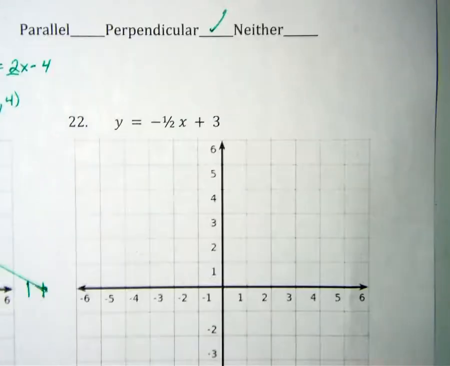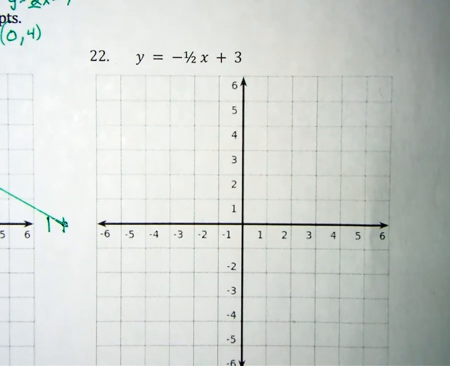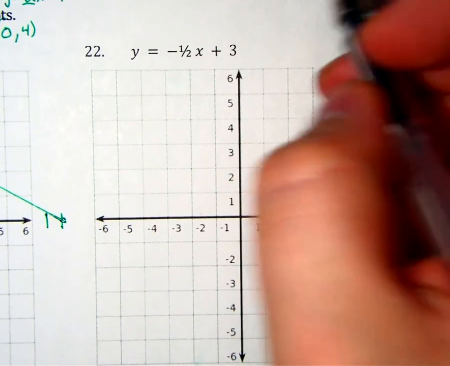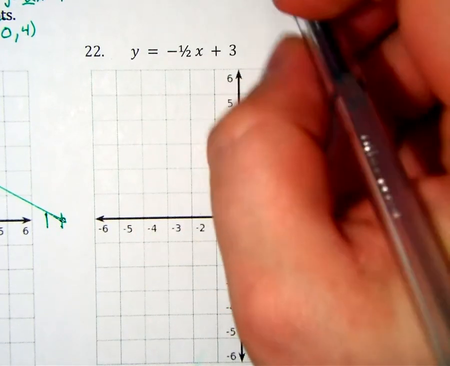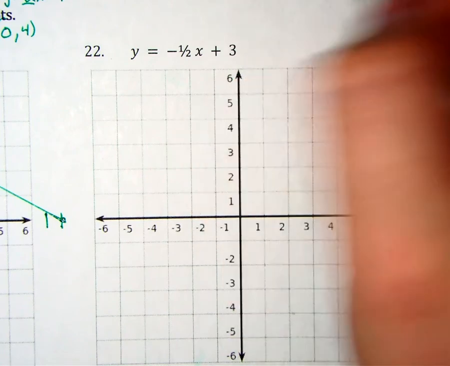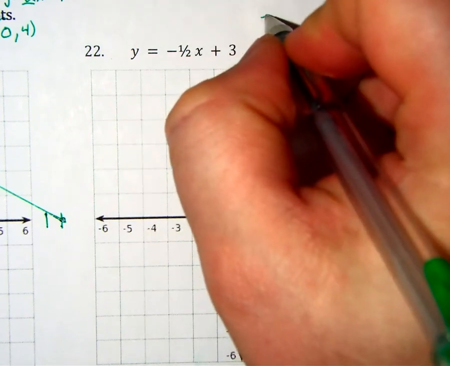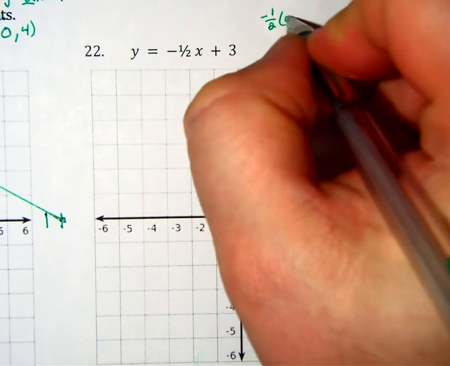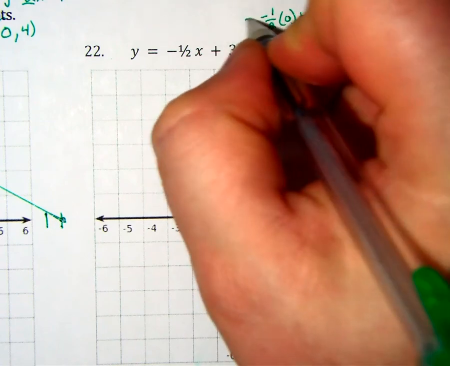Let's look at number 22. Same process. I'm going to start with putting an x in for 0, or sorry, a 0 in for x. So negative 1/2 times 0 plus 3 is equal to y.